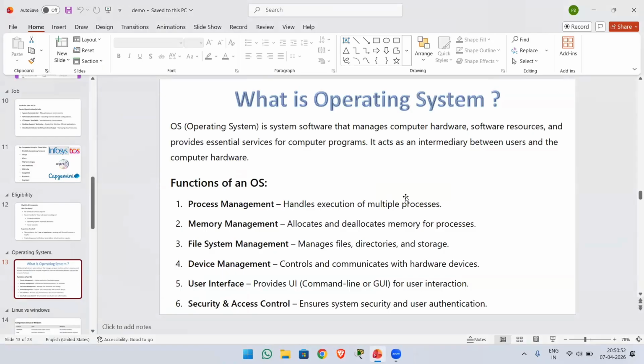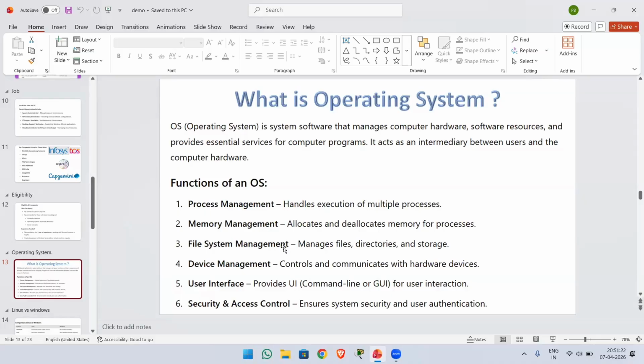Then memory management: the space allocation and deallocation, like which process will use how much memory, and which process will get the memory first. All these things in memory management are taken care of by your operating system. Then file system management: our files are managed inside a hierarchical structure, right? When you talk about Windows and Linux, they follow a hierarchical structure.